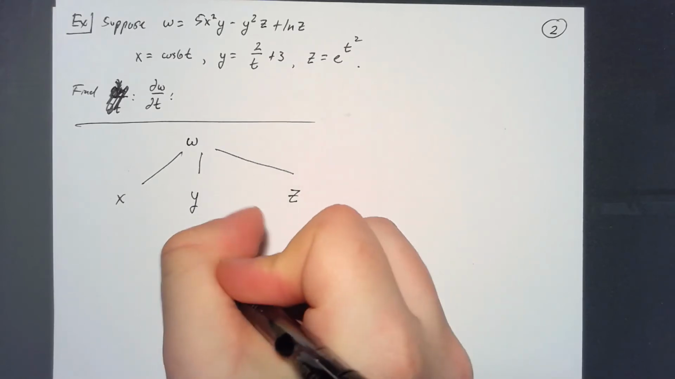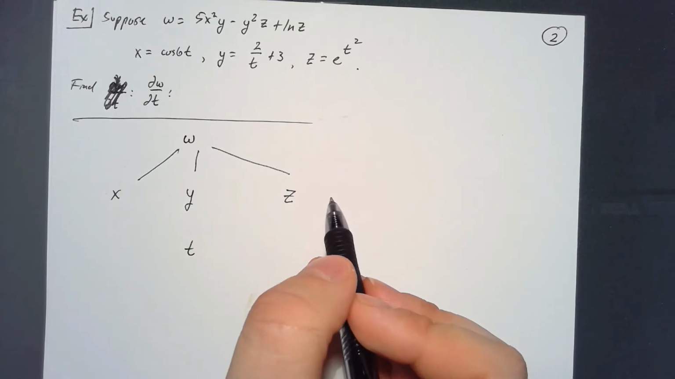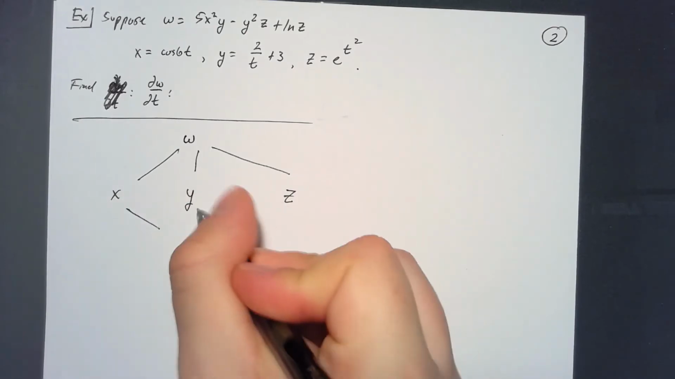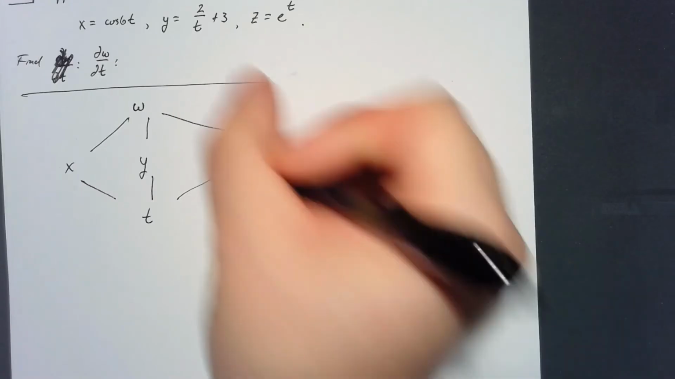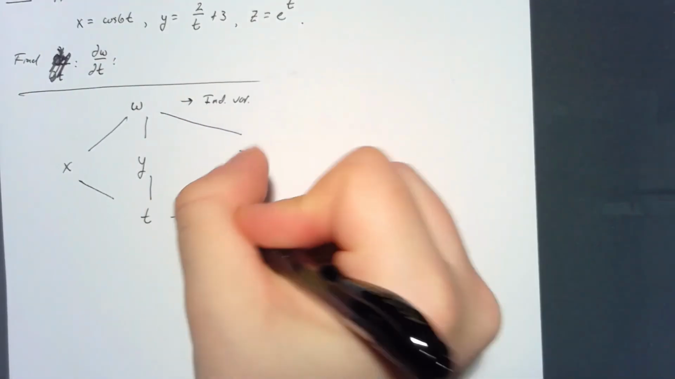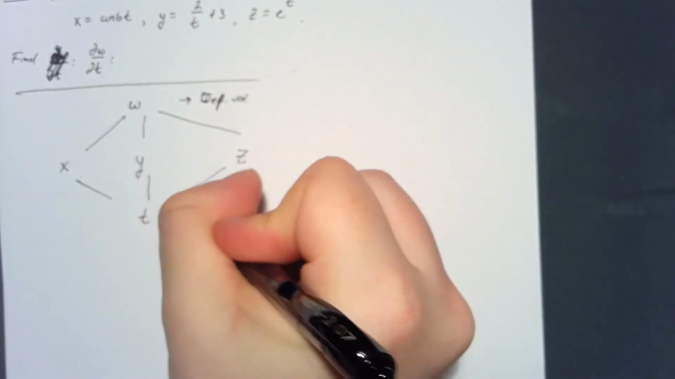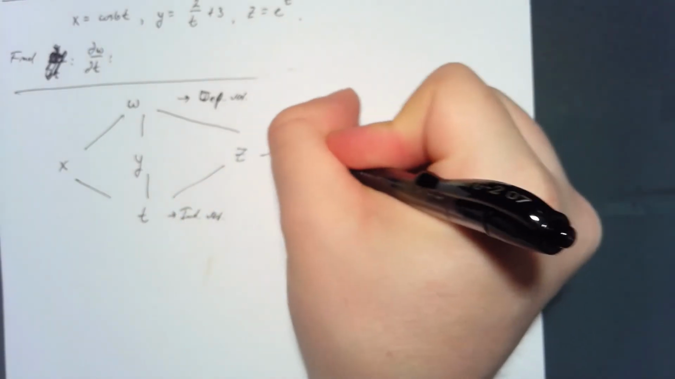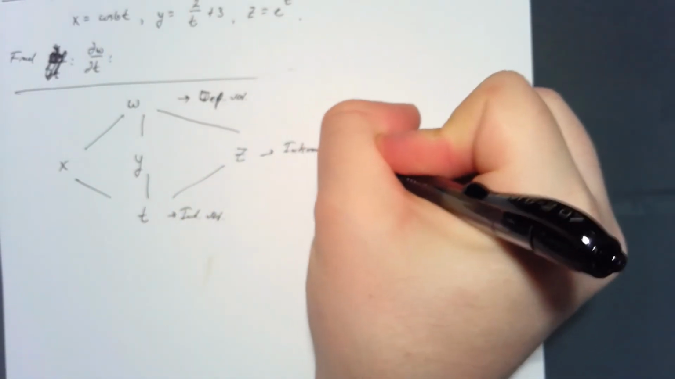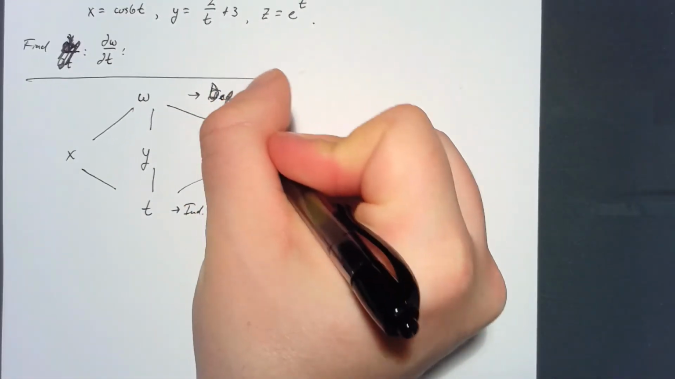So you only have one independent variable. That means x, y, and z are only in terms of t. That's my dependency diagram. This is my dependent variable. This is my independent variable. And these are my intermediate variables.